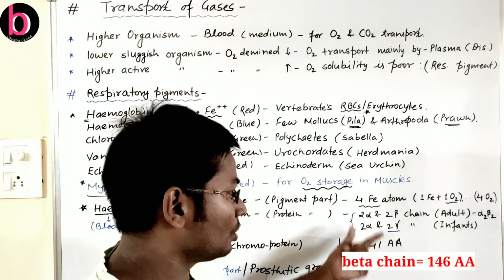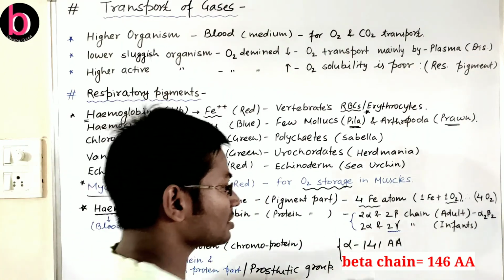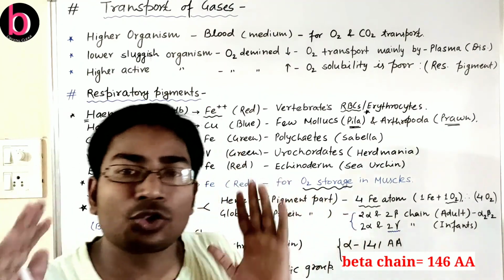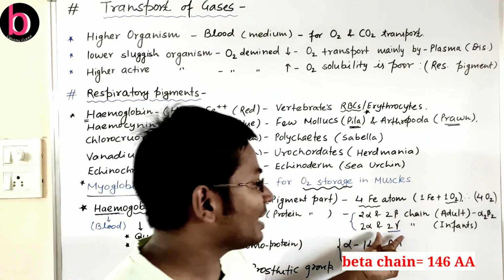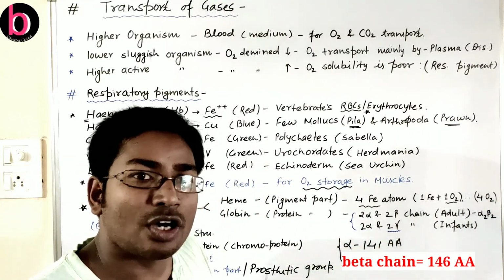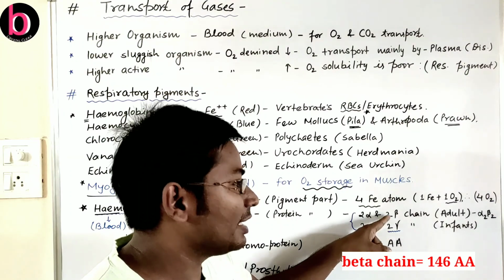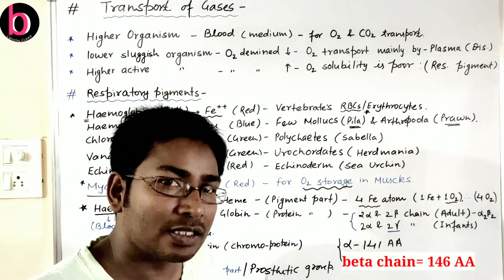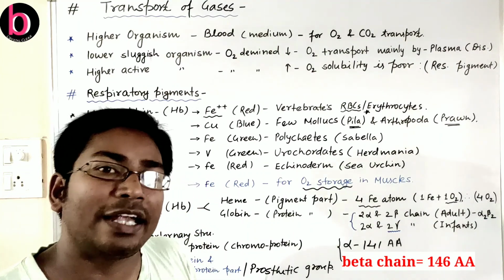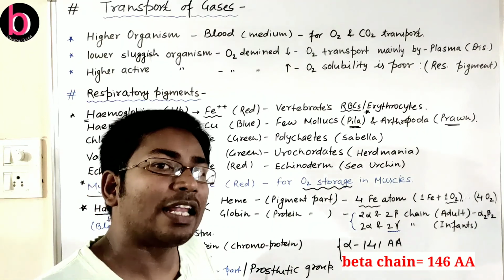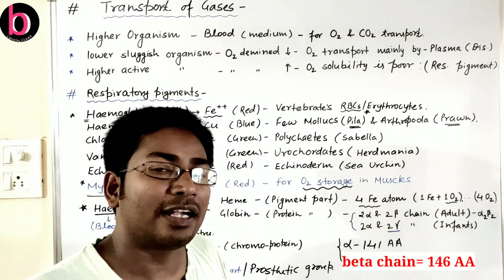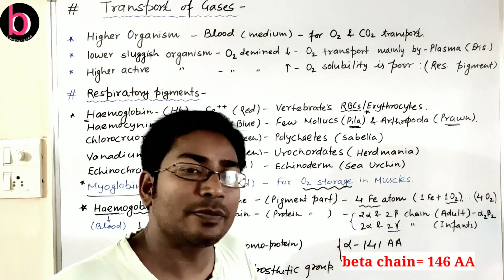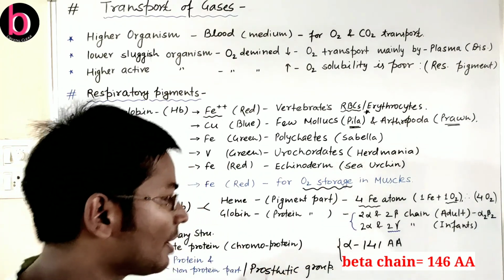While in the case of infants, there are 2 alpha chains, same as in the adult, but here there are 2 gamma chains, and these gamma chains in the process of development get replaced by beta chains. Again, this information is very important. In infants, the globin protein of hemoglobin is made by 2 alpha and 2 gamma chains, while in adults it is made by 2 alpha and 2 beta chains. Each alpha chain carries 141 amino acids, while each beta chain carries 144 amino acids.